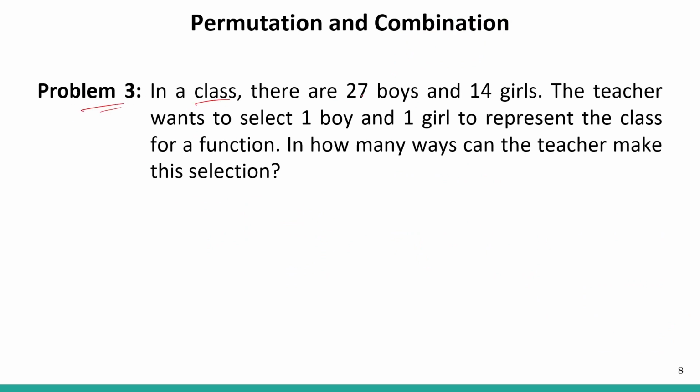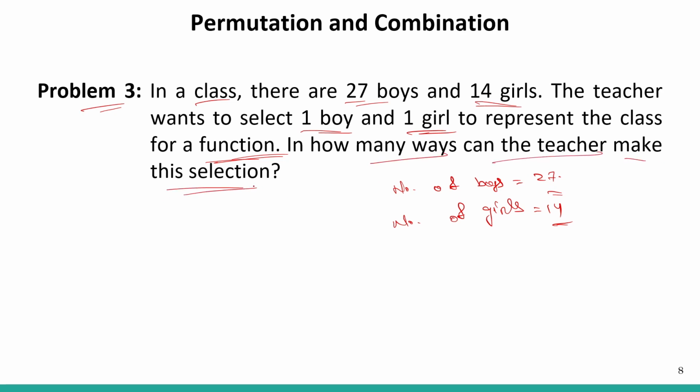So in a class there are 27 boys and 14 girls. Number of boys is equal to 27, and number of girls is equal to 14. The teacher wants to select one boy and one girl to represent the class for a function. In how many ways can the teacher make this selection?